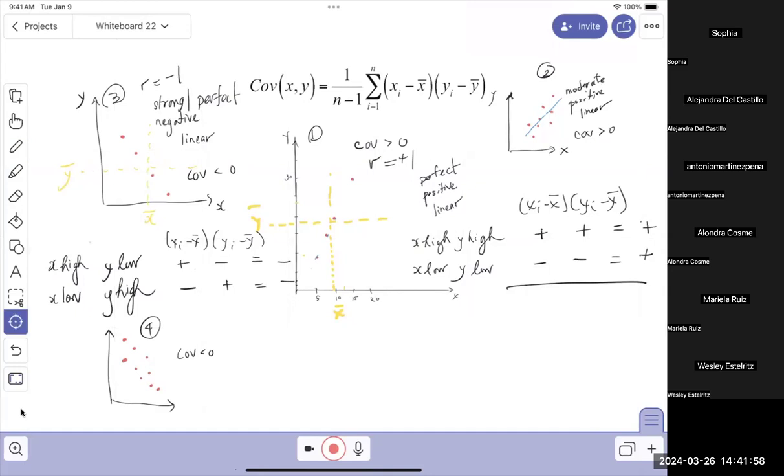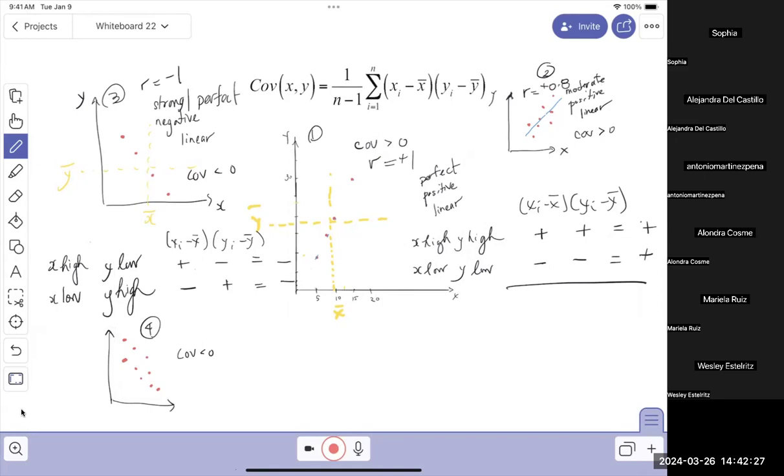What about in number 2? What would you say the R is for number 2? Okay, Diego says 0.5. Do you think it's a little stronger though, Diego? I think it's a little stronger. I mean, it depends. My scale isn't the greatest to judge. I'm going to say it's 0.8, just because they're pretty close. They're not so scattered. The trend is clear. So it's a positive 0.8.